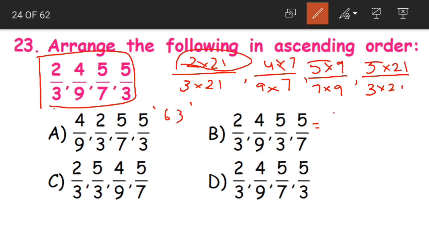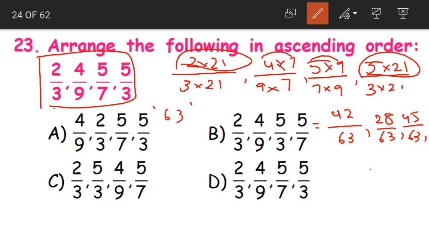Now 2 into 21 becomes 42 divided by 63. 4 7s are 28 divided by 63. 5 9s are 45 divided by 63, and then we have 5 21s are 105 divided by 63. Now we have 4 like fractions here. Yes, now as they are all like fractions, they have the same denominator, we can find out which is the smaller one and which is the greater one by comparing the numerators.